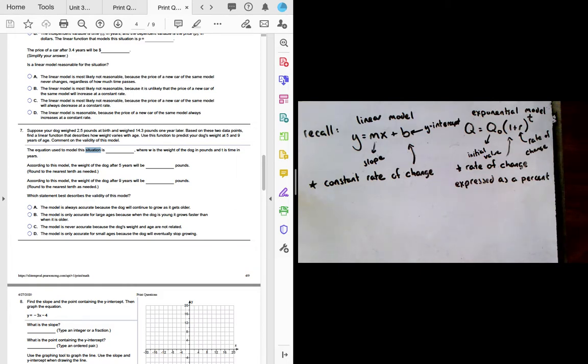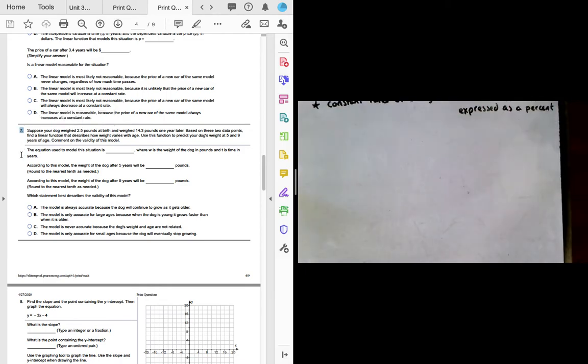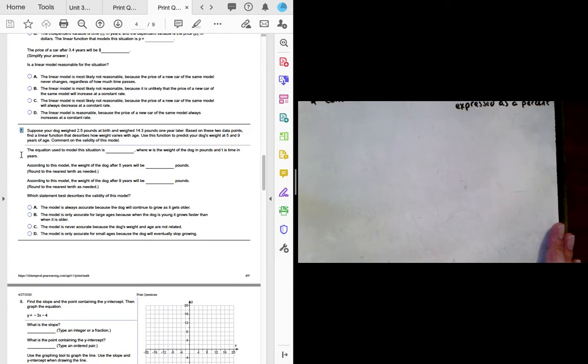So we're going to look at two examples. The first one I want to look at is this problem here. It's example 7 for us. We'll go through the whole process of modeling, really.